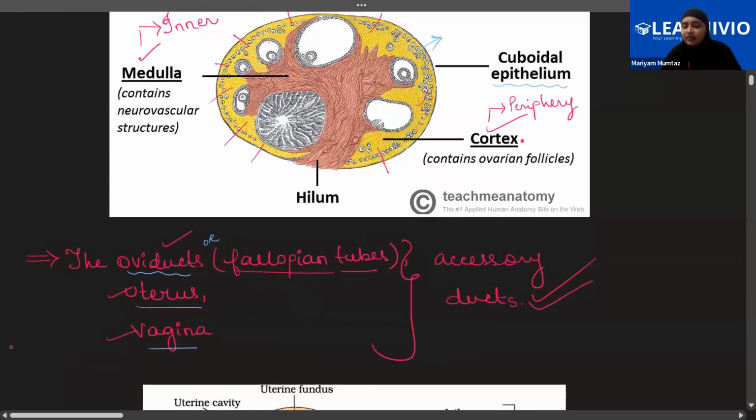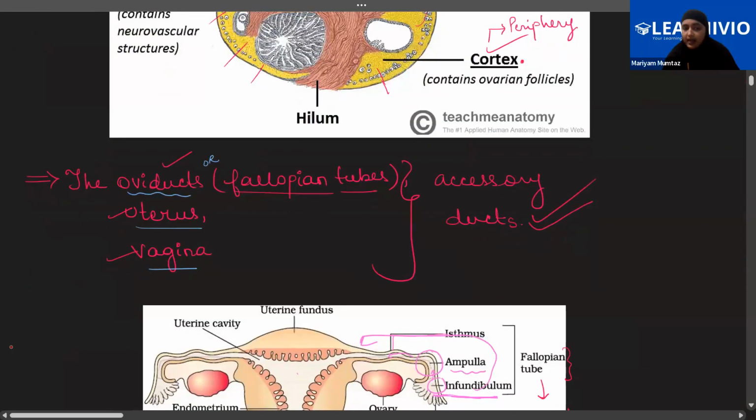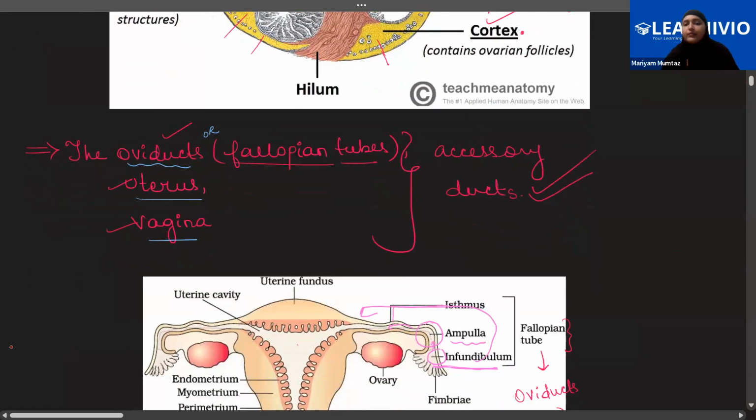Now, apart from the primary sex organ, there is the presence of the duct, which is known as the oviduct, and it is also known as the fallopian tube. Then there is the uterus and vagina. See, oviduct, uterus and vagina all together are known as accessory ducts for females. Just like how males had rete testis, vasa efferentia, epididymis, vas deferens, the females have oviduct, uterus and vagina. Clear? These are the accessory ducts.